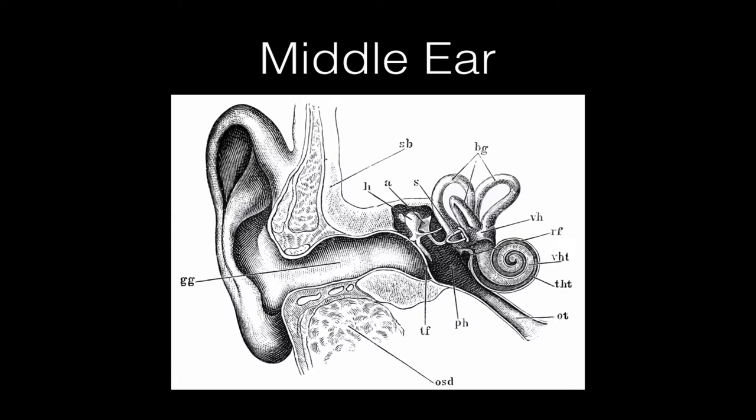Now we're looking at the middle ear. The middle ear is this portion here. The middle ear contains the ossicles. The ossicles are the smallest bones in the body. They are what vibrate to send the sound waves to the nerve center that will turn the sound waves into nerve impulse.